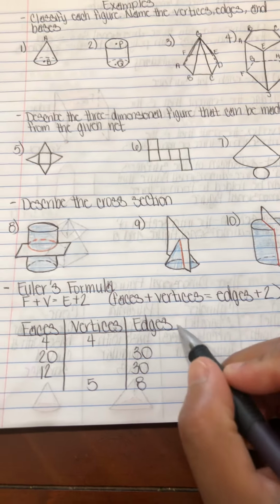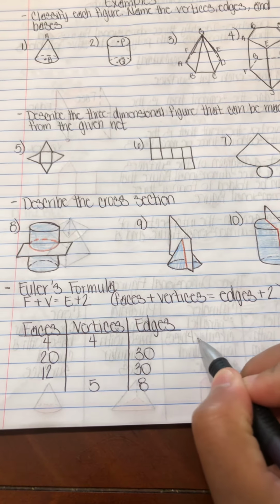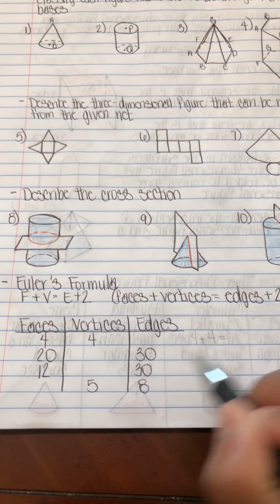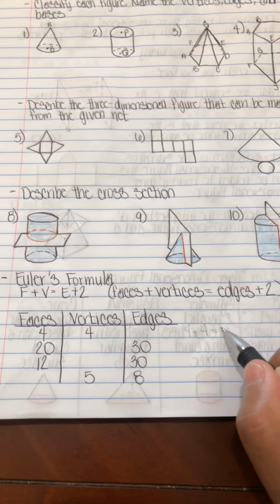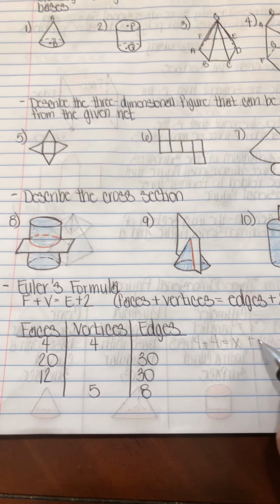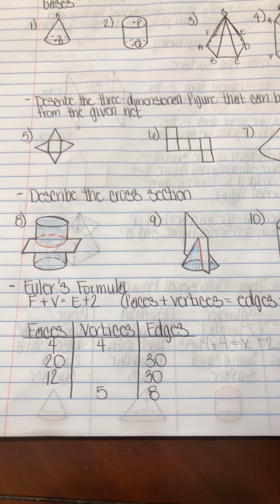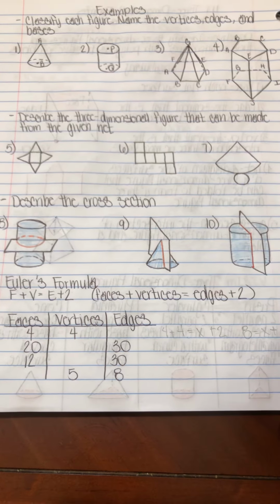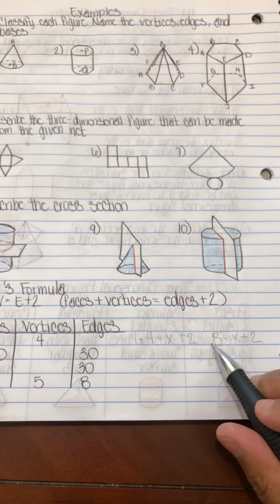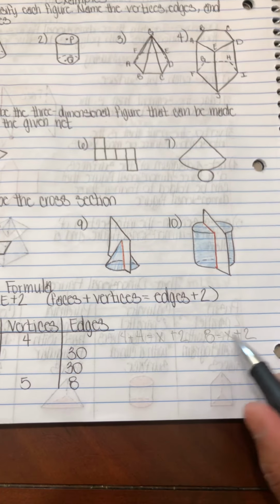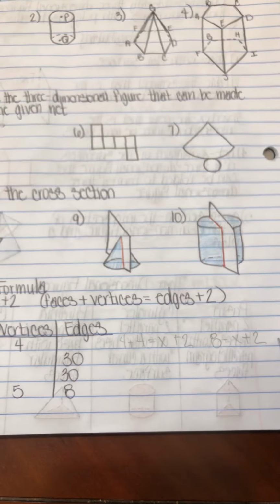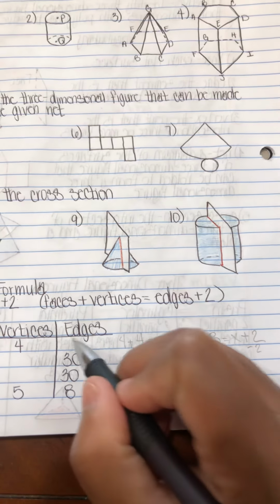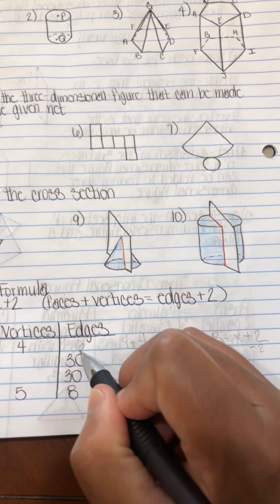So for the first one, I have F plus V is equal to E. I don't know the edges, so I'm going to put X plus 2. 4 plus 4 I know is 8, so 8 equals X plus 2. I need to move the 2 over to the other side, so 8 minus 2 is going to be 6. So my answer here will be 6.